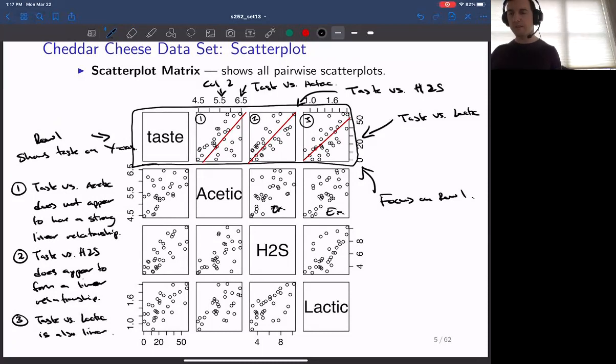Again, the purpose of this exercise is really just verification of the first assumption, which is a linear relationship between the response and each of the predictors.